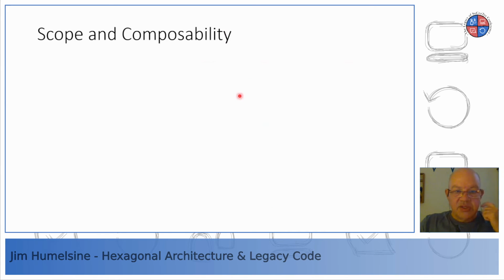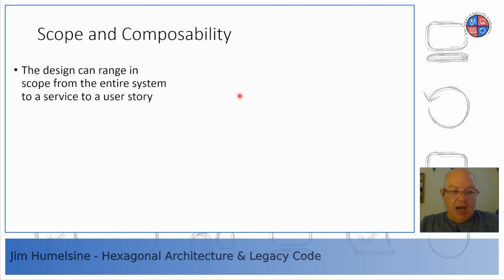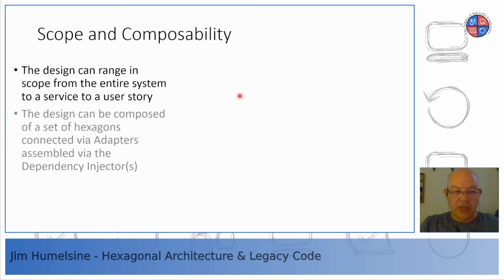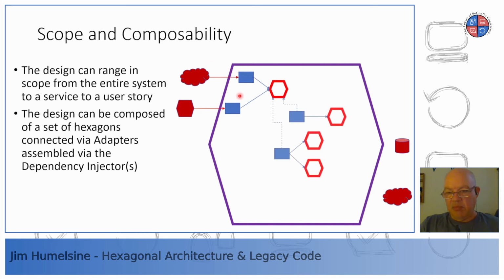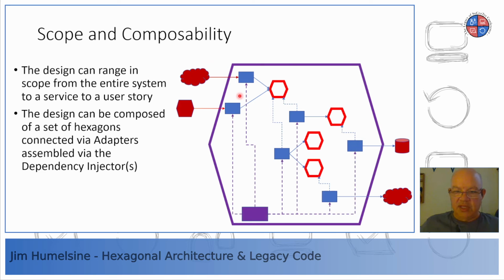And finally, scope and composability. The design can range in scope from the entire system to a service to a user story. And also the design can be composed of other hexagons within hexagons and talking to other hexagons. So here's the big hexagonal boundary. It goes to adapters on this side that they may delegate to other hexagons internally that have their own adapters. And then you have the dependency injection that plugs them all together.